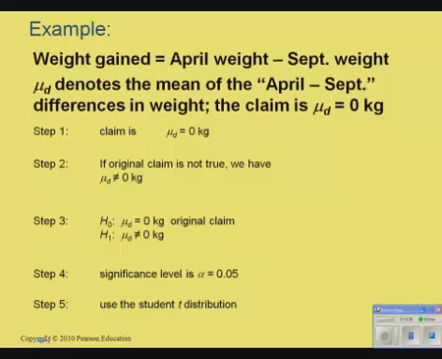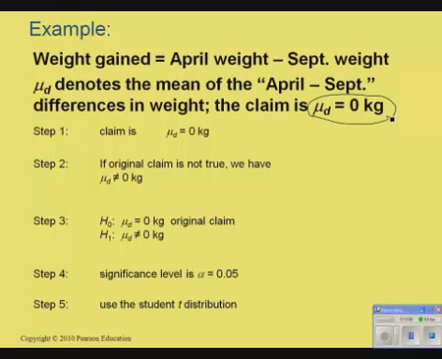Wow. The book goes through the steps. Let me go through them quickly. Weight gained is April weight minus September weight. Yeah, we know that. Okay. The claim is this. Mu D equals 0. Okay, I want to slow down a second because I think they skipped something.